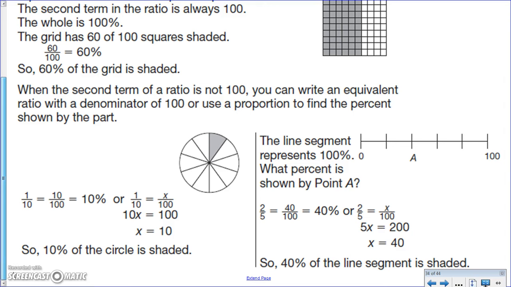And they also did it again using the ratio. For numbers that don't easily go up to 100, in our next lesson, we're going to be connecting fractions to decimals to percents, so we'll be working on that then. So we will get to that.